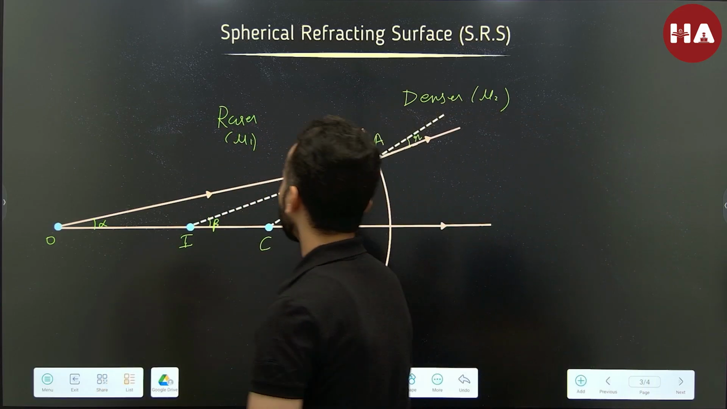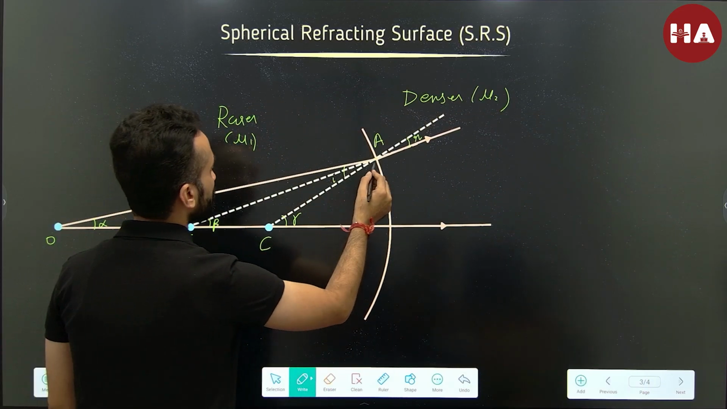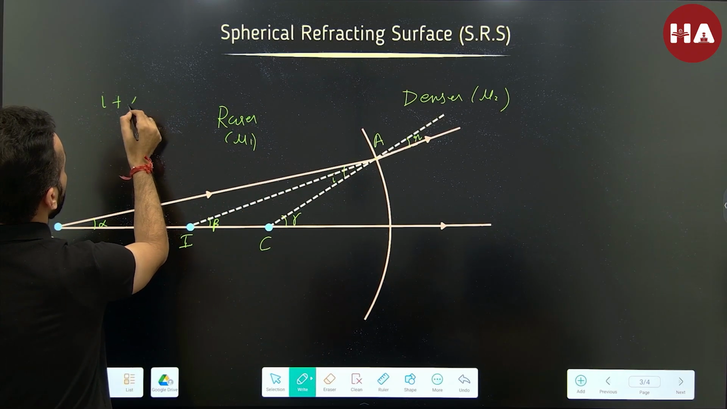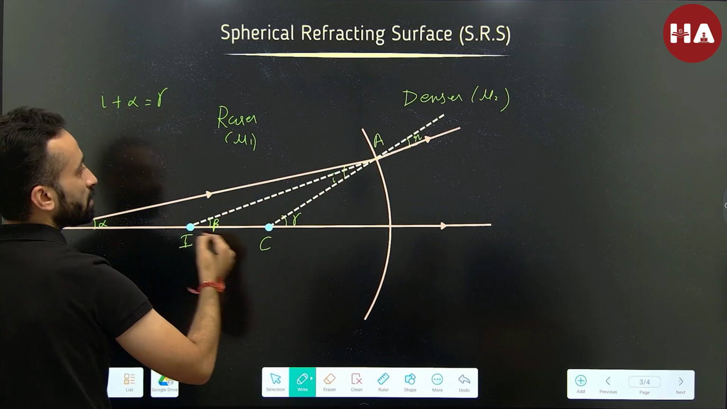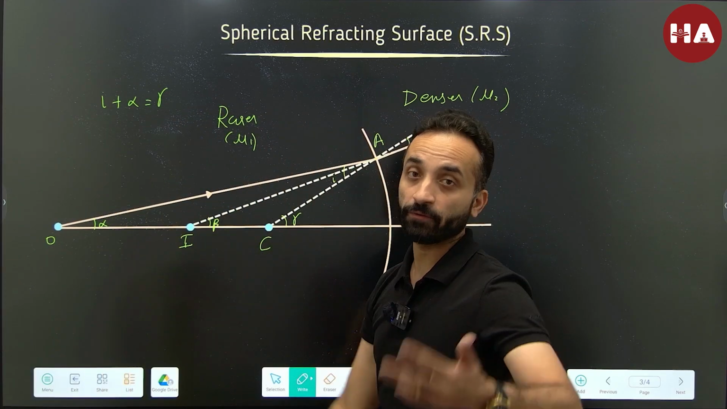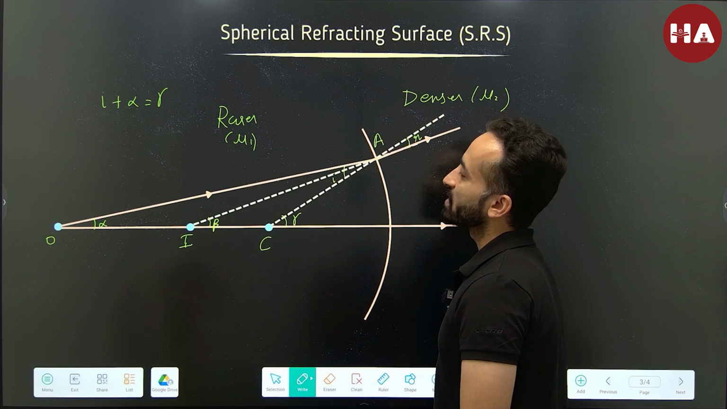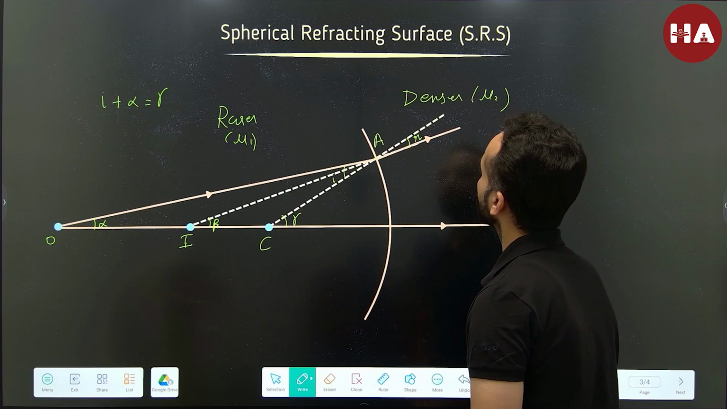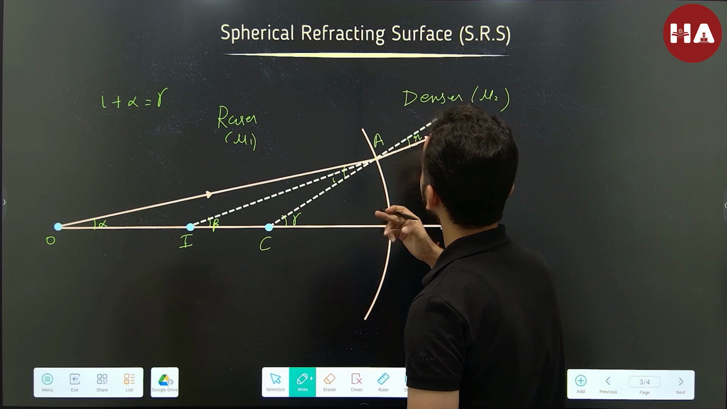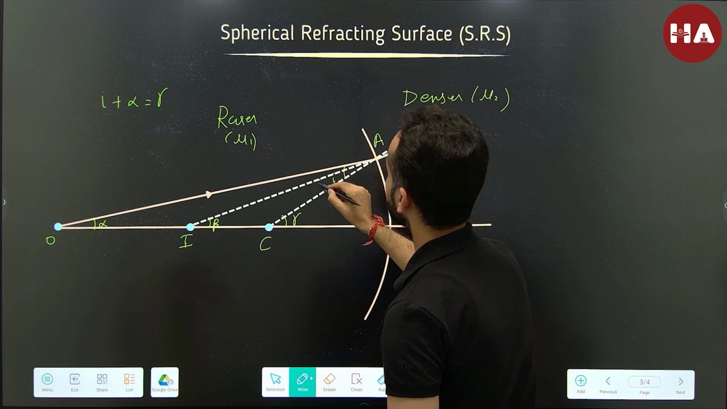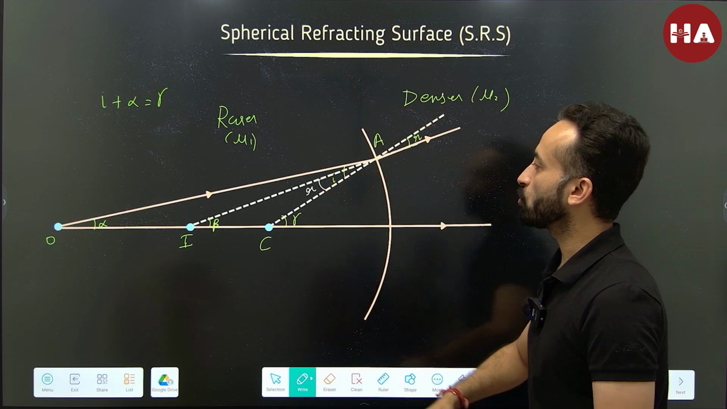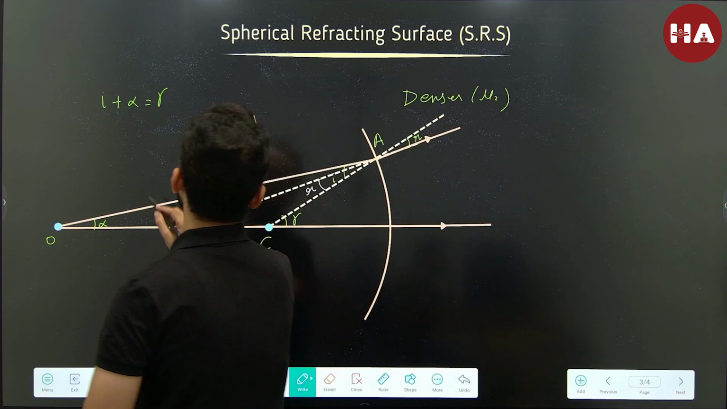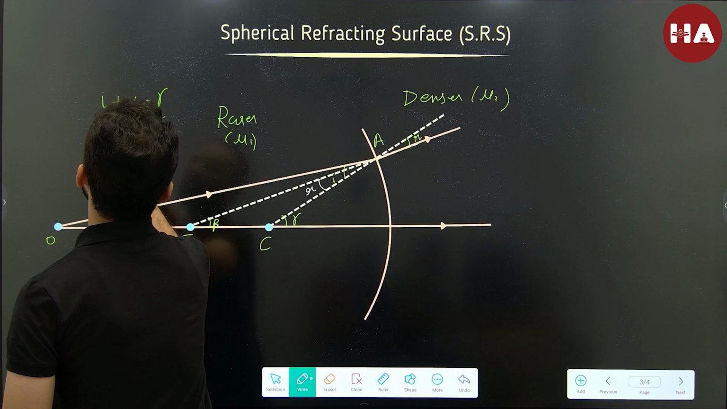Okay, so now what do we do? We apply the exterior angle property. Let's say first in this triangle and write I plus alpha is equal to gamma. Okay, so I've taken the triangle ACO if you want to be precise, then I plus alpha is equal to gamma. Similarly, listen to me very carefully here. If this angle is R, then this angle is also R. So I'm going to apply the exterior angle property one more time in ACI, and I'm going to write gamma is equal to R plus beta.